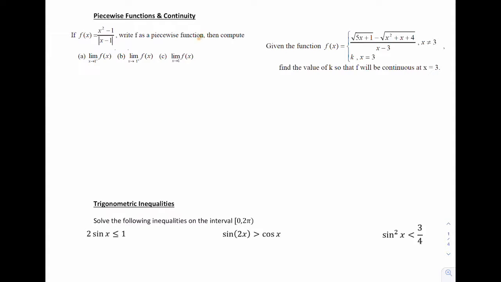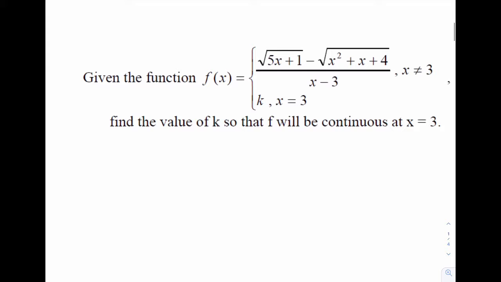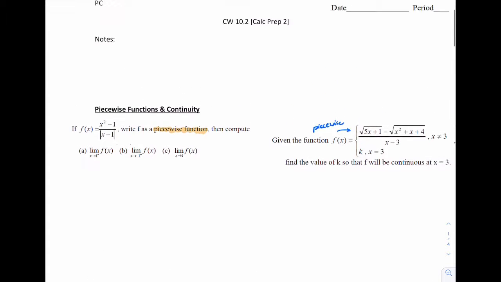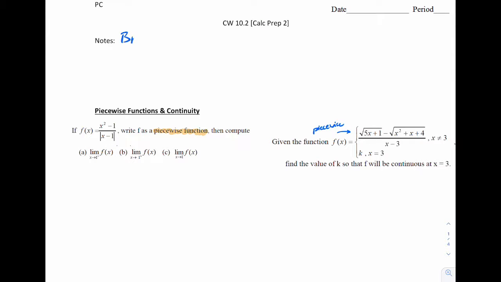Okay, so highlight this, piecewise function. Hopefully we remember what that means. If you forgot, take a look at this. This is an example of a piecewise function here. Piecewise. So to do this, I'm going to give you a couple tips here. Up here, we're going to write breaking up an absolute value.